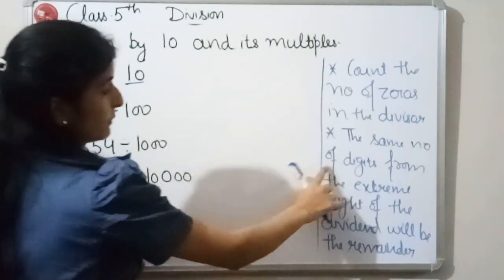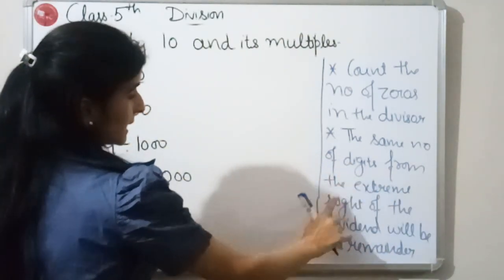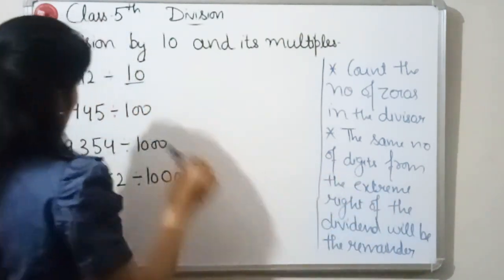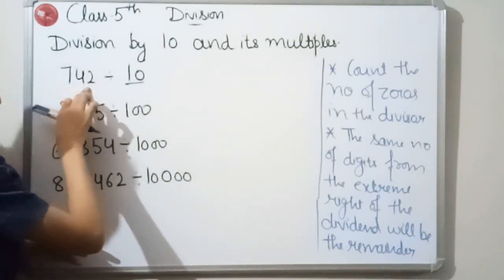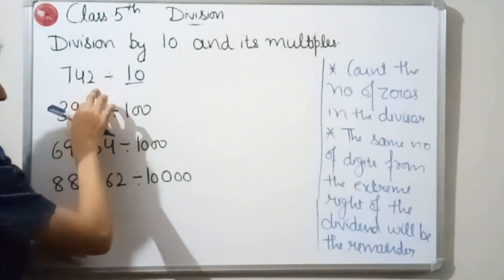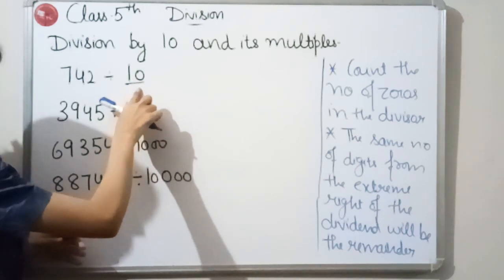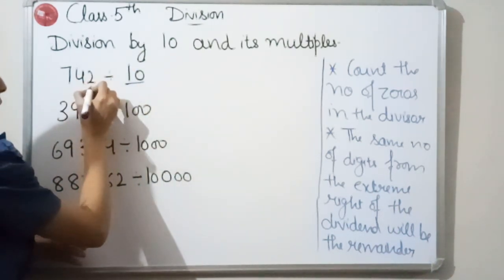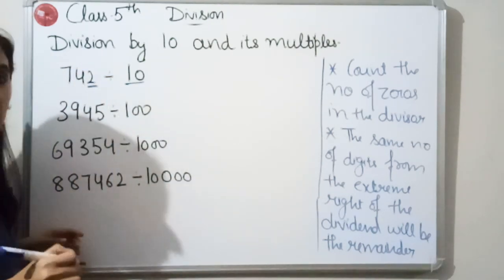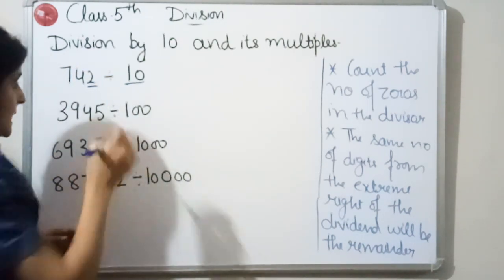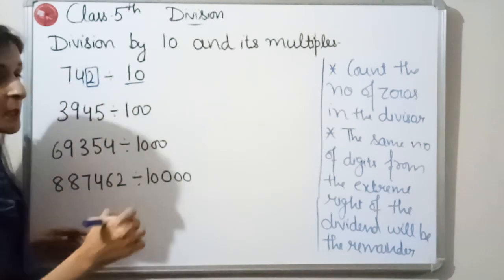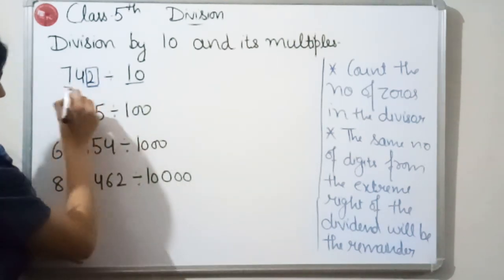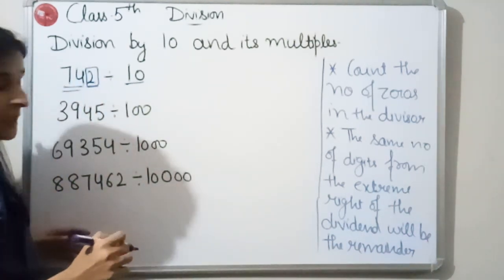Then the same number of digits from the extreme right of the dividend. So from the right hand side we have to leave the same number of digits. Here there is 1 zero in this 10. So we have to leave only this one digit from the right, and this one digit will be the remainder and the rest of the digits will be the quotient.